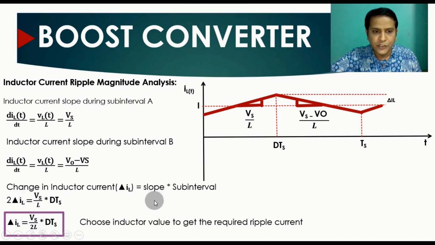Okay, so you have to choose the inductor value in such a manner that you can obtain your desired inductor ripple current. So choose your inductor very carefully. By using this formula, delta IL equals Vs divided by 2L into dTs, you can choose your inductor.